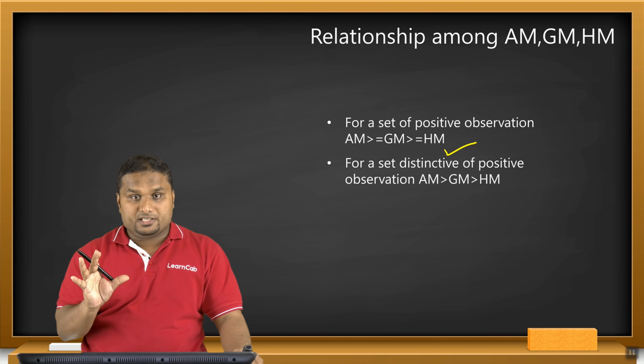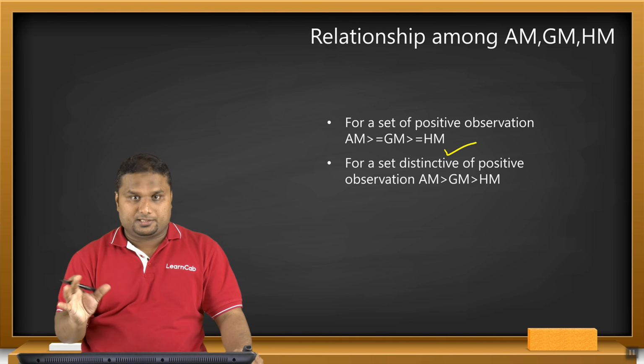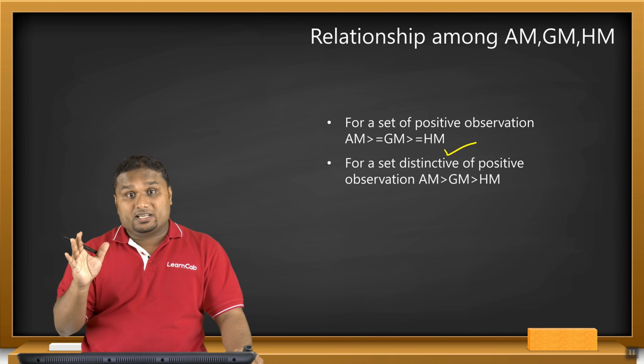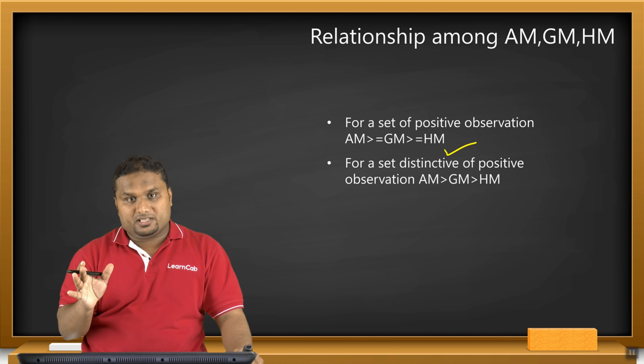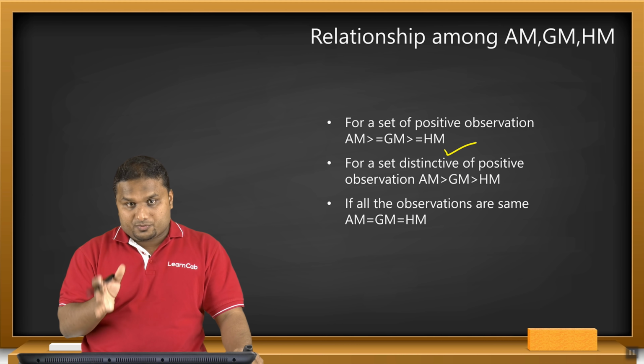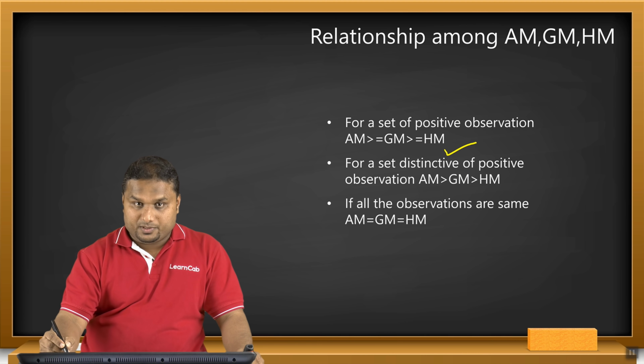For a set of distinct positive observations, AM greater than GM greater than HM. Always the biggest number is the arithmetic mean, the next biggest is GM, the least one is HM. Distinct means different numbers, and if all the observations are the same, AM, GM, HM will be the same. Now let me prove this.